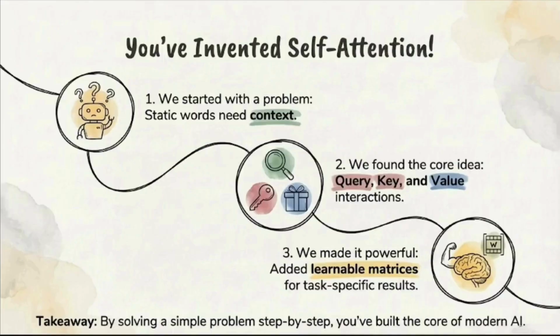You invented self-attention. We started with the problem that words need context. We tried a weighted average, then we saw the flaw that no learning is there. Then we introduced query, key, value, and we made them learnable using matrices. So now the model can learn where to focus in a sentence.